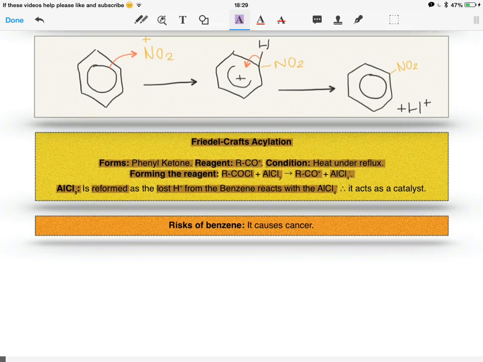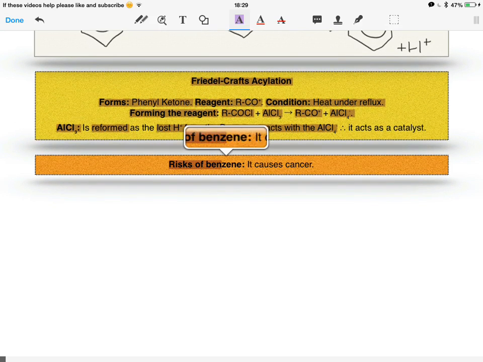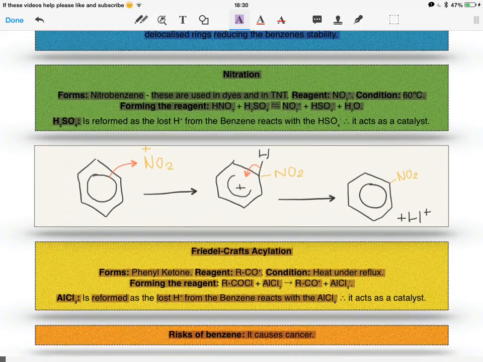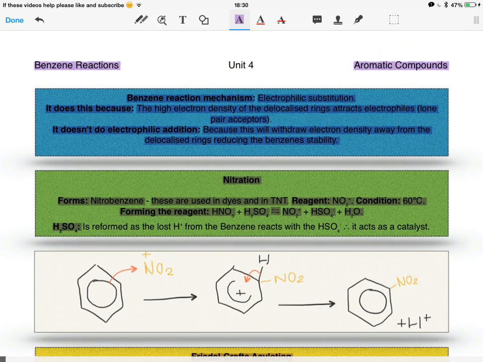Finally then, a risk of benzene is it causes cancer. So that's just how science works, answer that in case it's asked. That's all you really need to know about benzene itself. Within A level there's a little bit more you need to know about its basic properties and nitrobenzenes, but that's all fairly simple stuff.